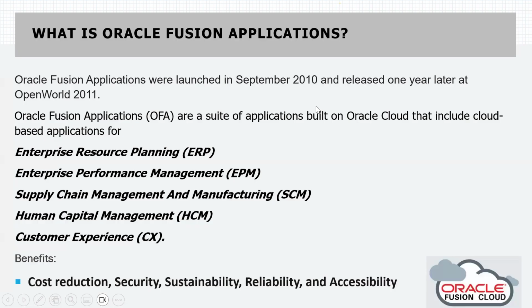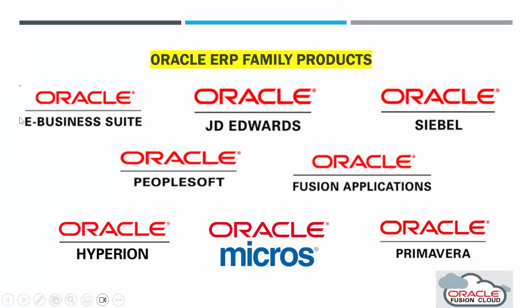Okay, just concentrate on Oracle Fusion application now. Oracle Fusion was launched in 2010. Before that, we had Oracle EBS, the Oracle e-business suite. This is an ERP application, an on-prem application. Later Oracle released Oracle Fusion application, which is cloud based.